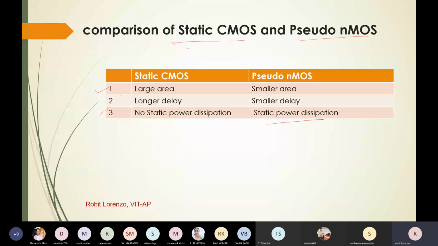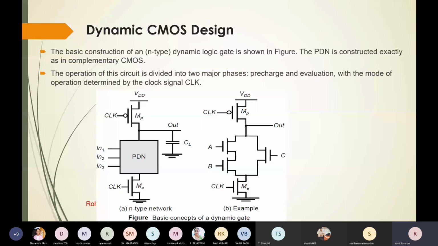Now there is another technique that is dynamic CMOS. I want to highlight what we are doing here in the dynamic CMOS. We are using clocks, and this is your pull down network. There are two types of operations going on. It will operate in two phases: one is pre-charge, another one is evaluation.